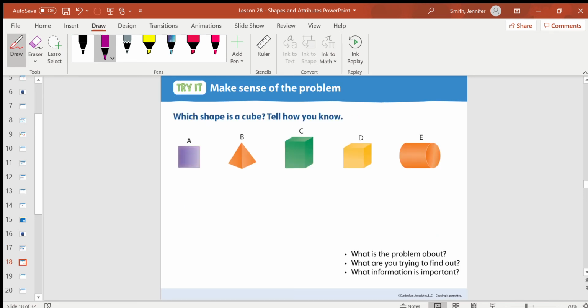Let's look at our problem for today. What shape is a cube? Tell how you know. What is the problem about? The problem is about shapes. What are you trying to find out? We're trying to find out which shape is a cube. What information is important? That there are 5 different shapes to look at. Some are flat and some are three-dimensional. So let's look. Take a minute and figure out which shape is the cube.